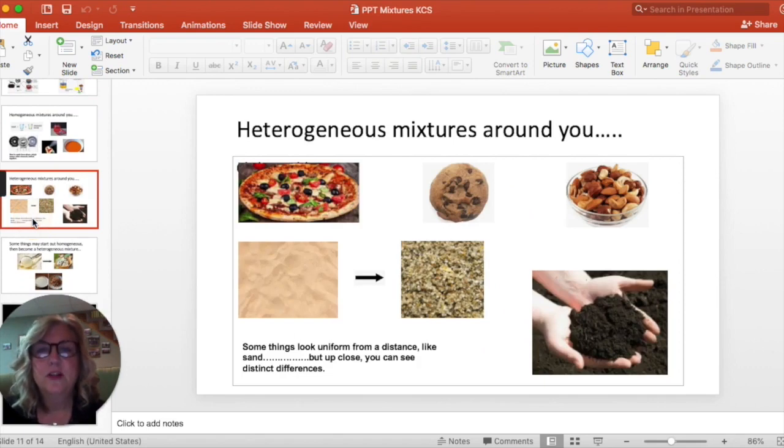Heterogeneous mixtures around you would be things like pizza, a chocolate chip cookie, mixed nuts. You can visibly see the differences. And then some things can look uniform from a distance, like sand, but up close you can see distinct differences. The same is true for soil. Soil has distinct differences.